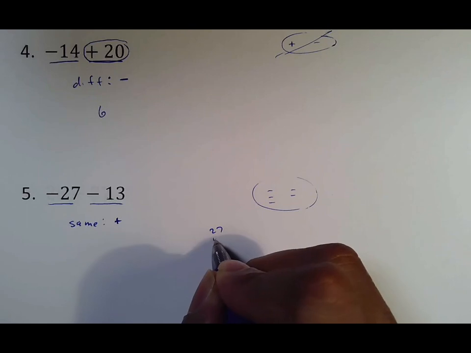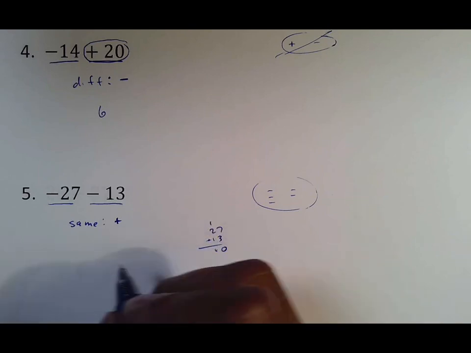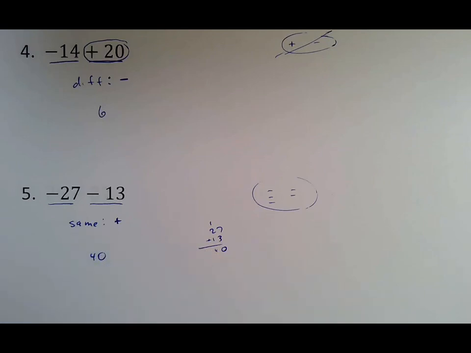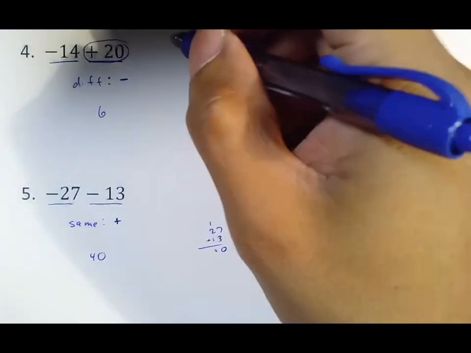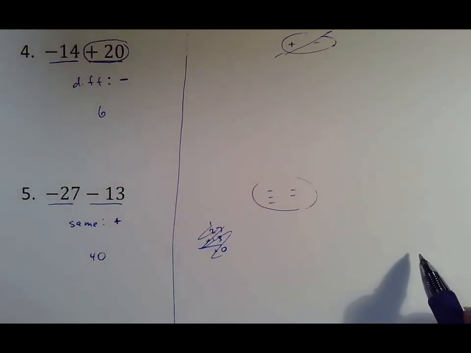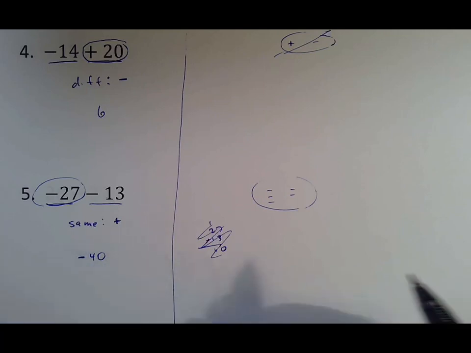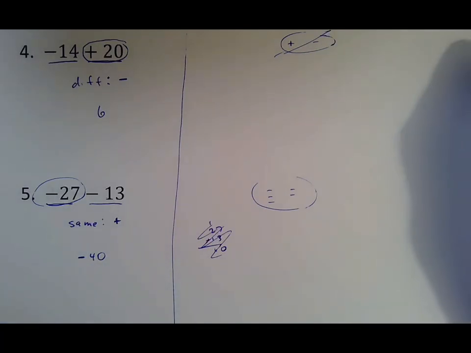Your answer would be 27, 13. Don't write this part. 7 plus 3 is 10. Carry the 1. That's 4. So 40. You do not need to write anything to the side of this line. You don't need to worry about that. And then because the 27 is the biggest number, it's going to be negative 40. Yes, it's all negatives, but for the sign, just go back to the bigger number. That tells you whether it's positive or negative every single time.